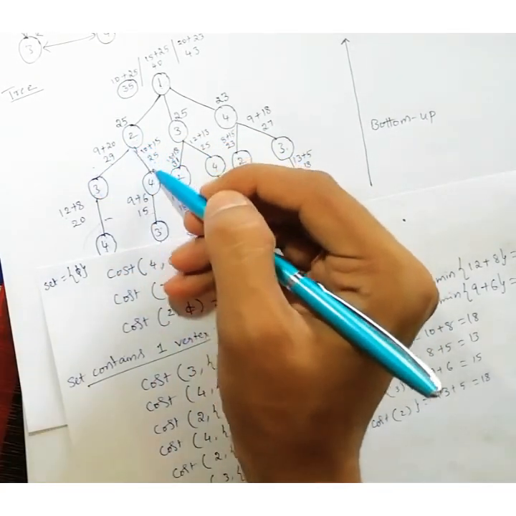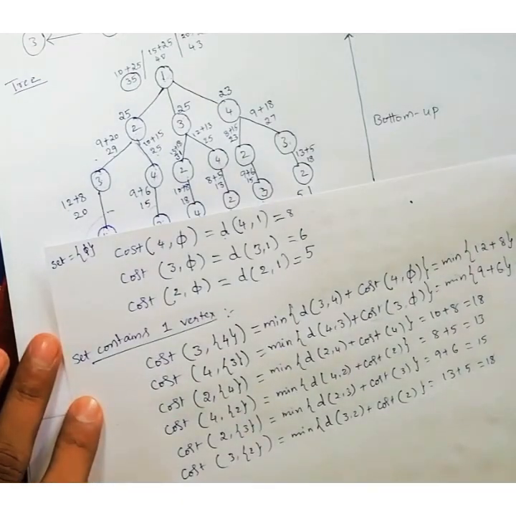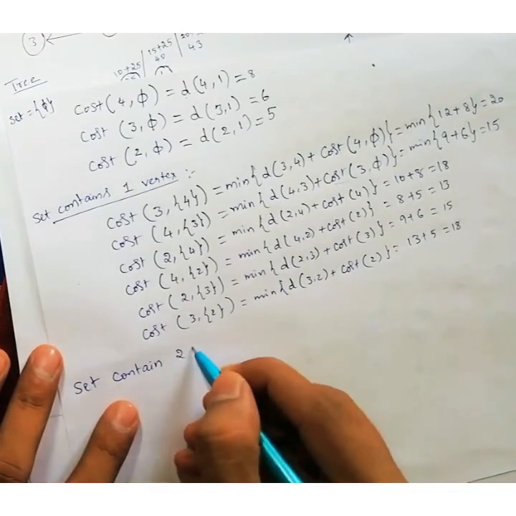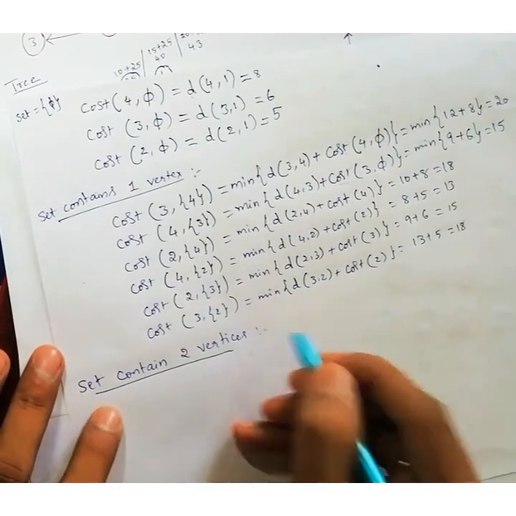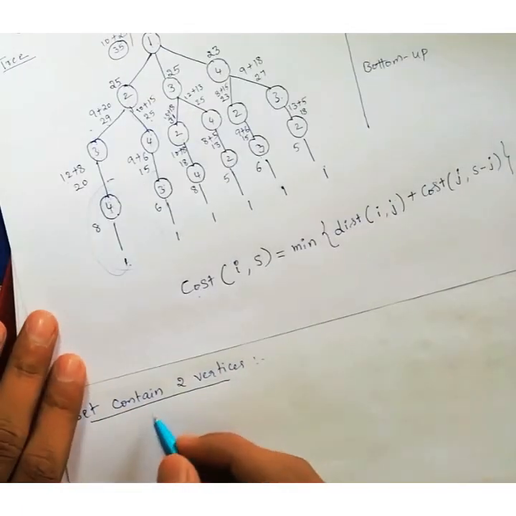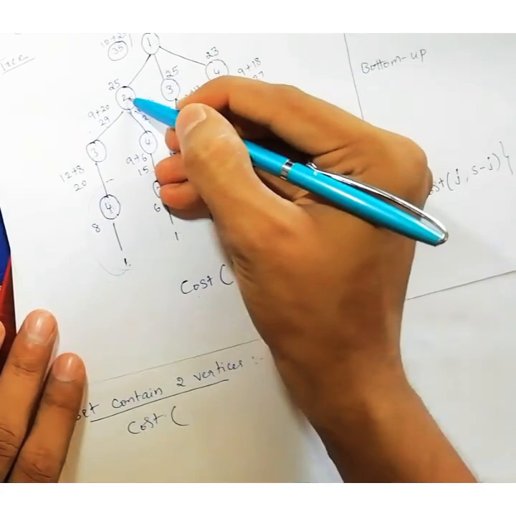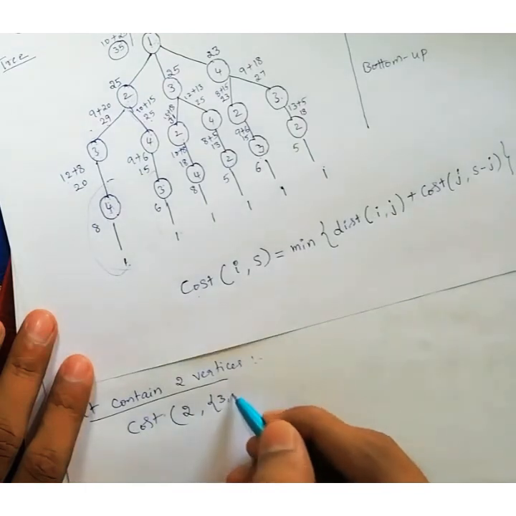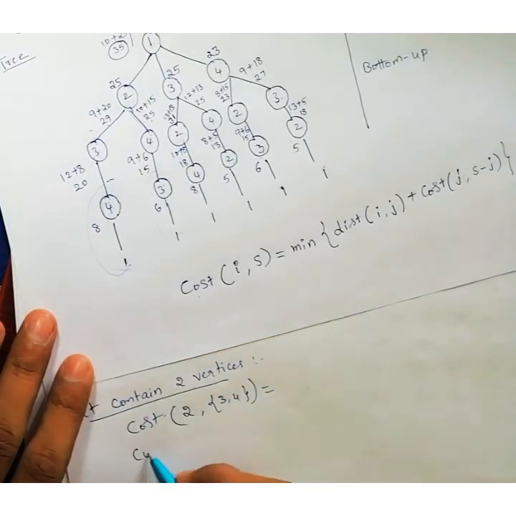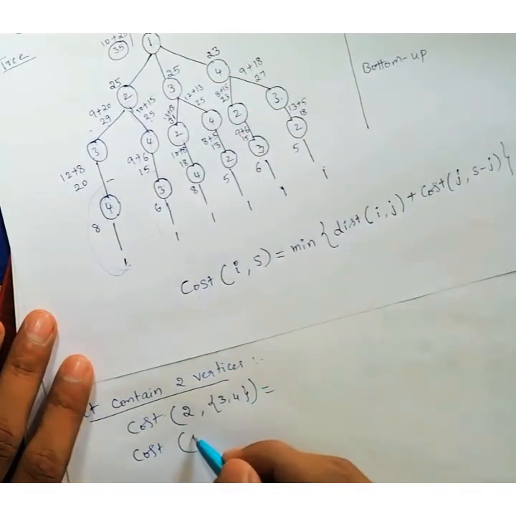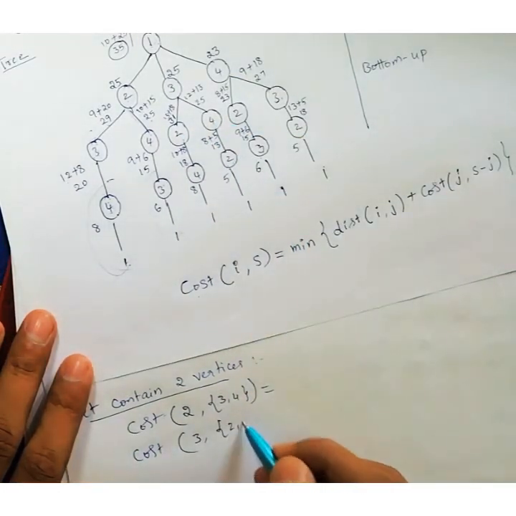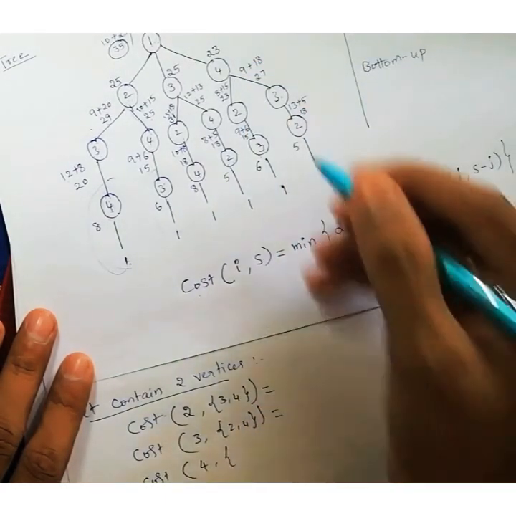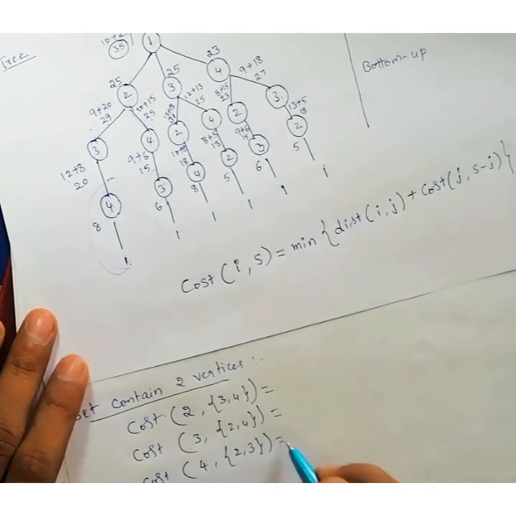This vertex contains 2 children. So set contains two elements, 2 vertices. Now we will see when set contains 2 vertices. So what we have to find here now? What we have to find? So I have to find cost of 2 to this set. The set contains 3 and 4. Next I have to find cost of 3 from the set 2 and 4. Now next cost of 4 from the set 2 and 3. I will show 1 and remaining same as it is.